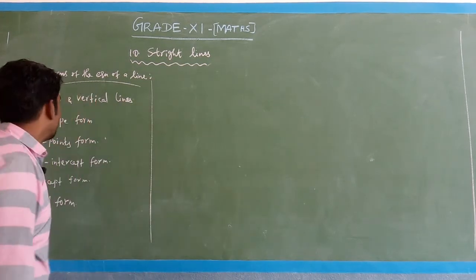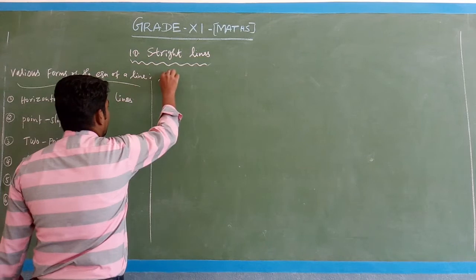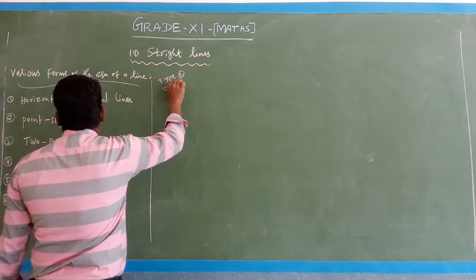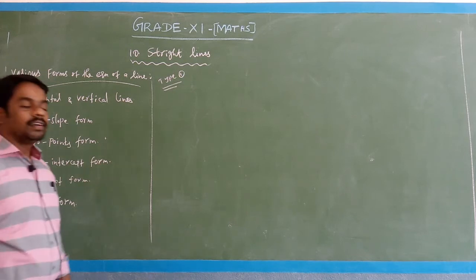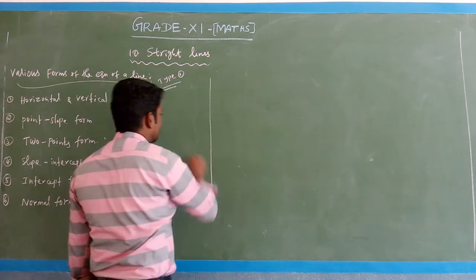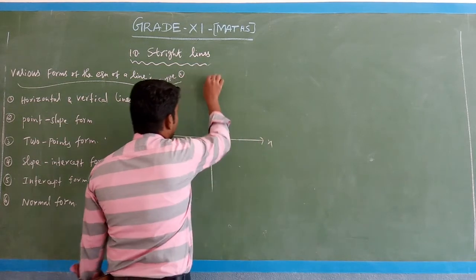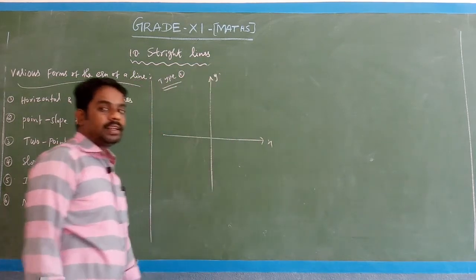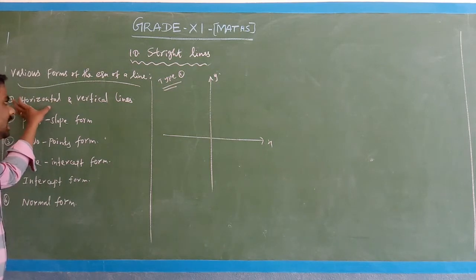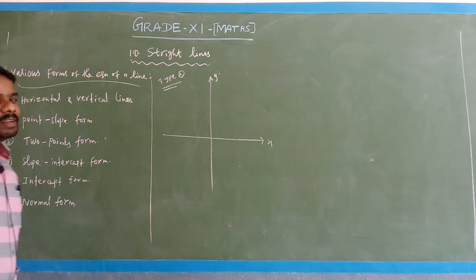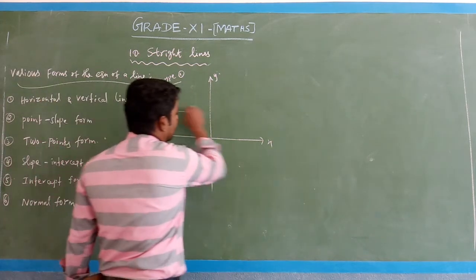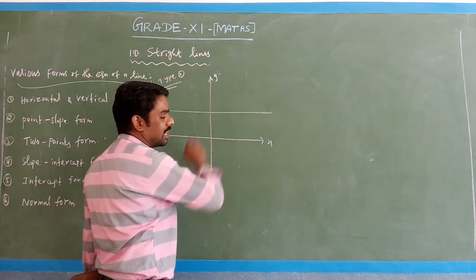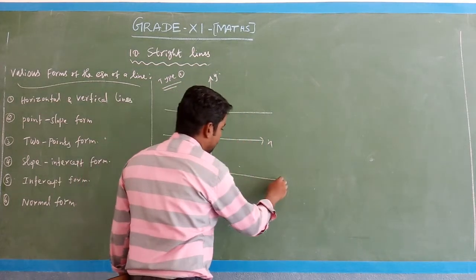Listen. Type 1: horizontal and vertical lines. Let us take the xy plane. This line is a horizontal line. A horizontal line means parallel to the x-axis. This is a horizontal line, or this one is parallel to the x-axis.